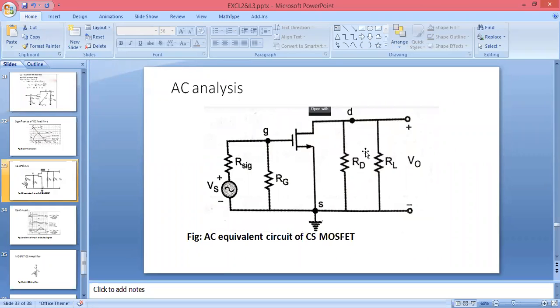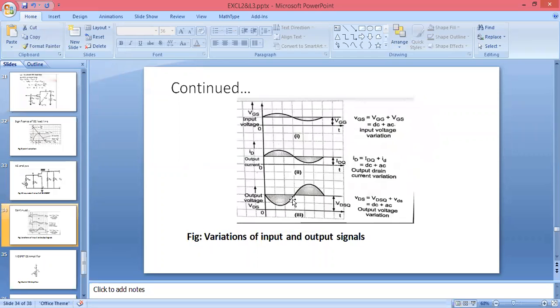So this is the equivalent circuit for the AC analysis. When we are shorting the DC battery and capacitors, then we will get the AC equivalent circuit for the common source MOSFET. Here you guys can see the output, how we are getting it.